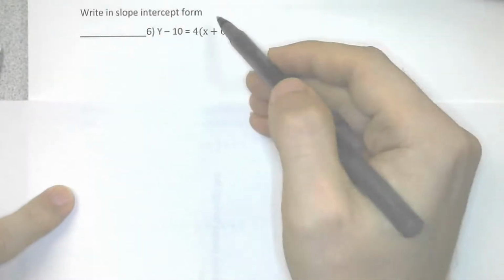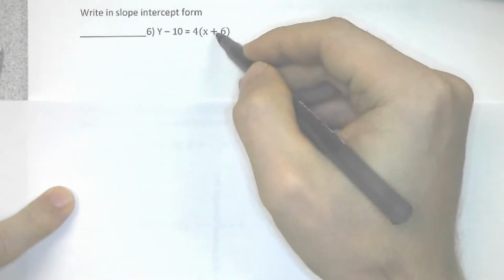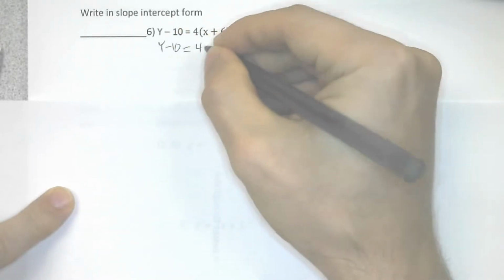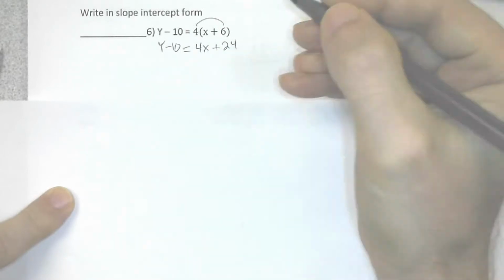Okay, this one we want in slope-intercept form. That's y equals mx plus b format. So right now it's in point-slope form. Let's go ahead and do distributive property. We have y minus 10 equals 4 times x is 4x. 4 times 6, we have plus 24.